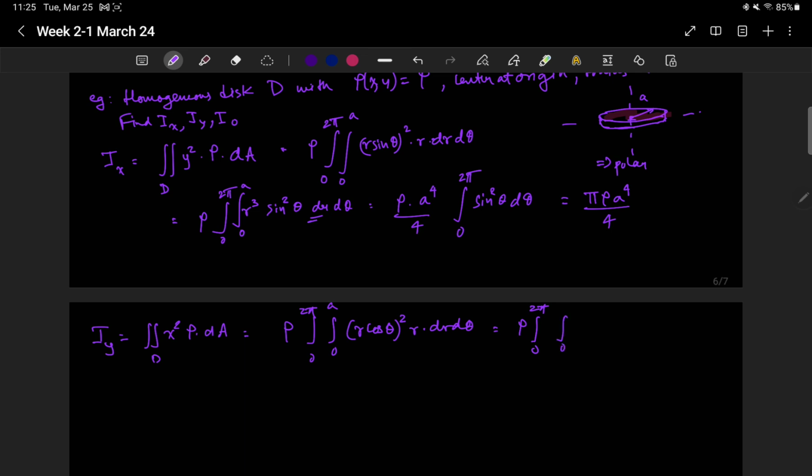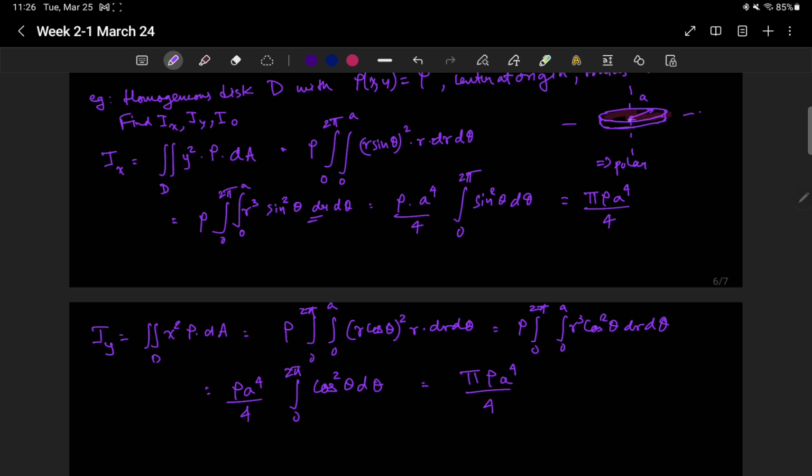The next step also looks pretty much the same. The only difference is one of the integrals is now cosine squared instead of sine squared. So this becomes rho a to the 4 over 4, 0 to 2 pi cosine squared theta d theta, which also will give you the same result because you will use the half angle formula, and this will come out to be pi.